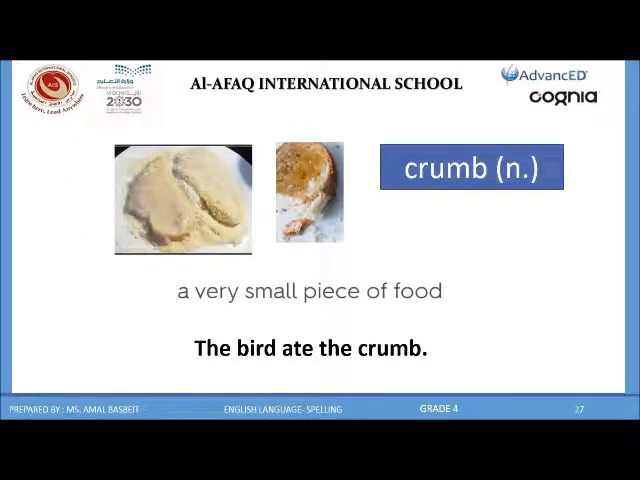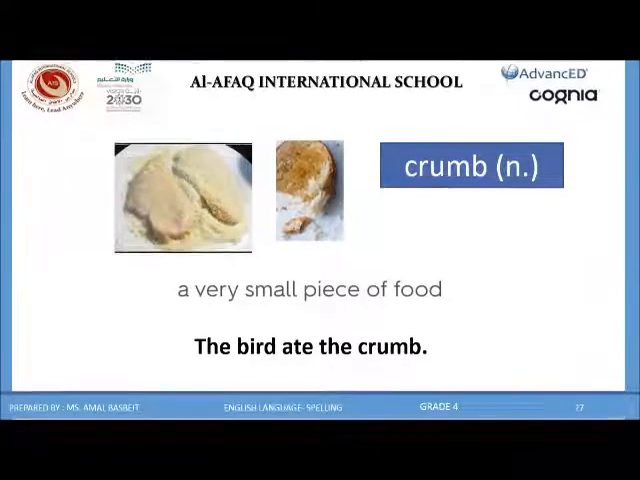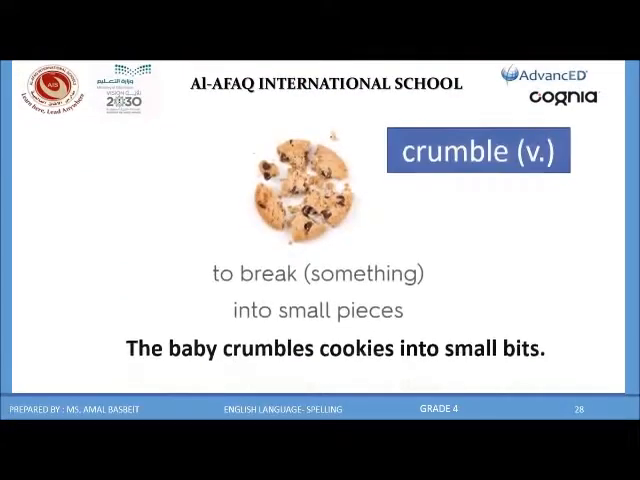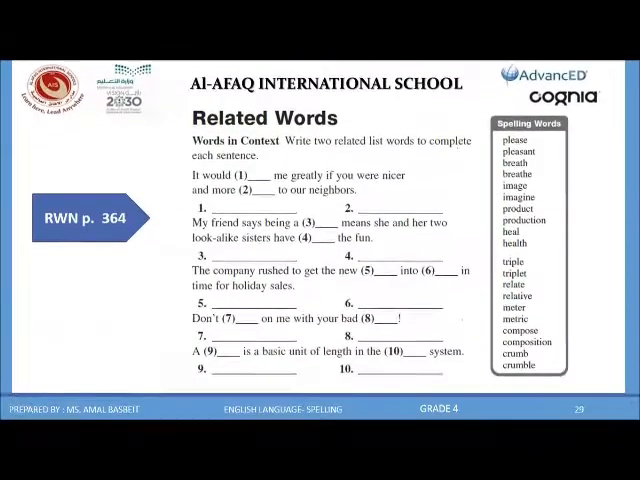Example: she studies the chemical composition of the soil. The next word is crumb. It is a noun, a very small piece of food. The bird ate the crumb. Next word, crumble. Crumble is a verb. It means to break something into small pieces. The sentence: the baby crumbles cookies into small bits.